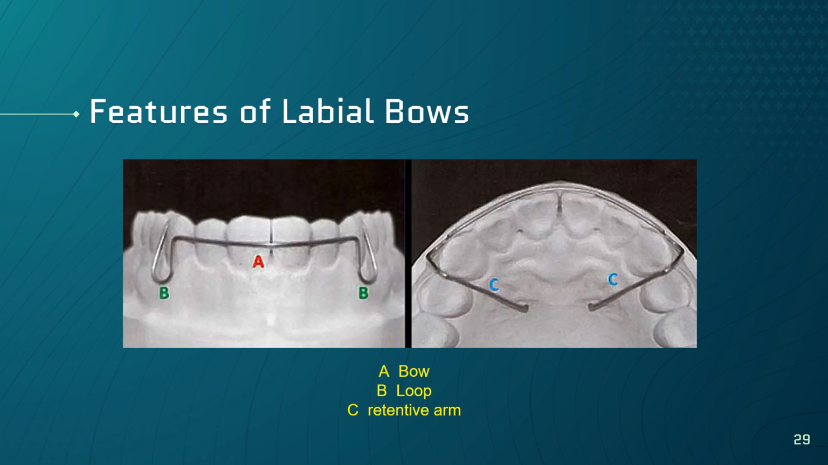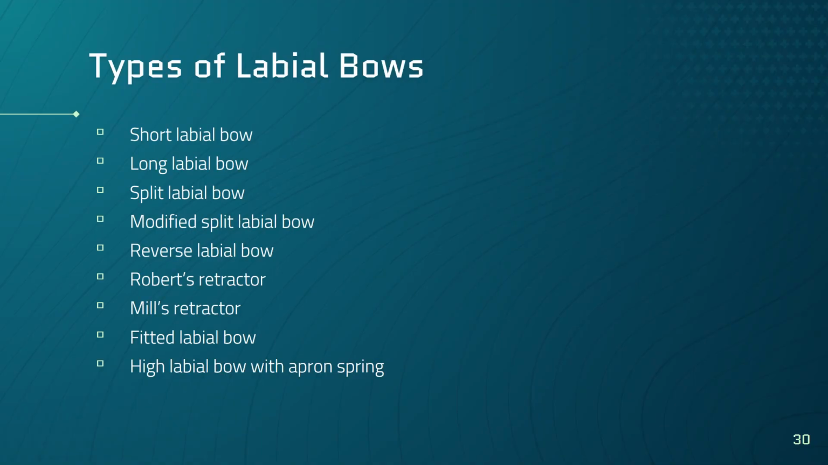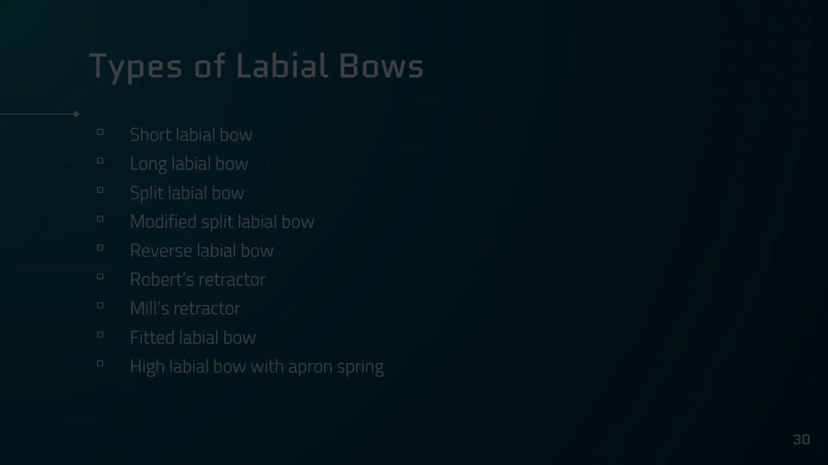Now, the labial bow consists of a bow obviously, and it has two loops and two retentive arms. Now, there are various types of labial bows which are used in different clinical situations. Now, you can have the short labial bow, long labial bow, split labial bow, modified split labial bow, reverse labial bow, a Roberts retractor, Mills retractor, fitted labial bow, and a high labial bow with apron spring. Let's have a brief look at these different types of labial bows.